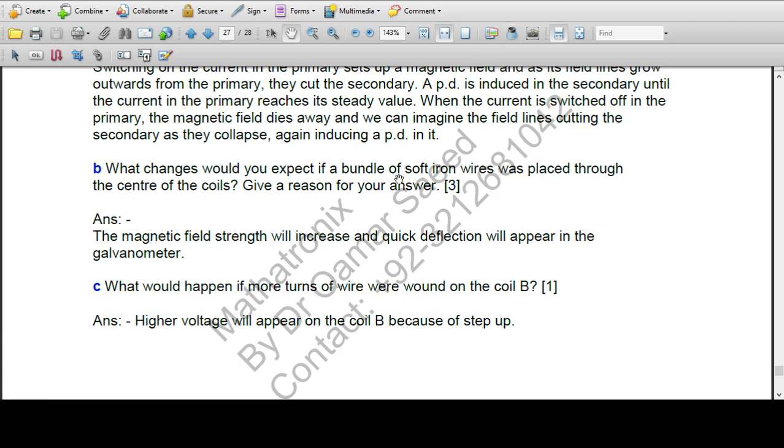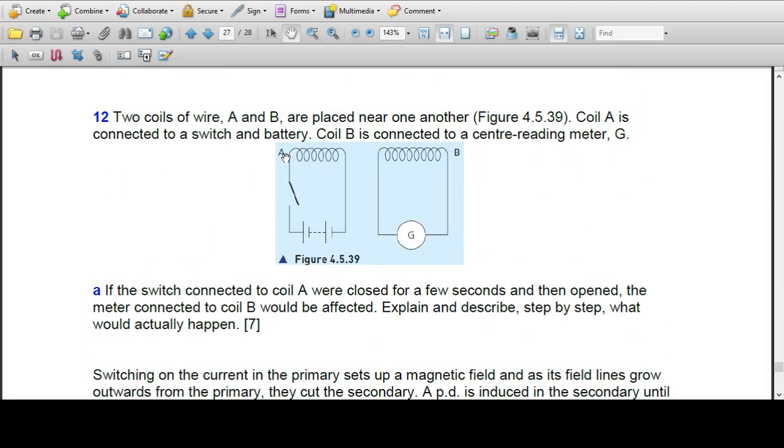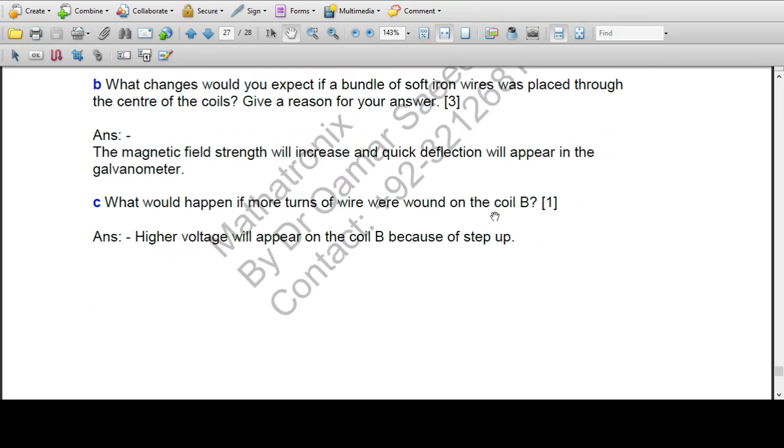What changes would you expect if a bundle of soft iron is placed through the center of the coil? Give reason for your answer. If the iron bar is placed inside, the magnetic field strength will increase, the deflection will be higher in that case, or a higher voltage will appear.